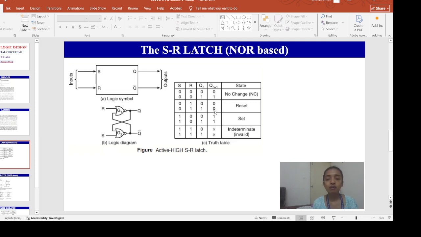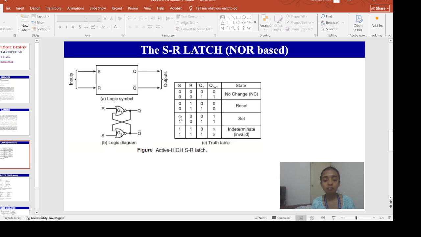Okay, so let me rephrase what I have said. Whenever you are getting the 01 and 10 combination, what will happen? The next state Qn plus 1 will follow the state of S. You can see, whenever set is 0 and R is 1, when Qn is 0, Qn plus 1 is also 0. It is following the S. When S is 0 and R is 1, even if the present state is 1, the next state, since it is following S, will be 0.